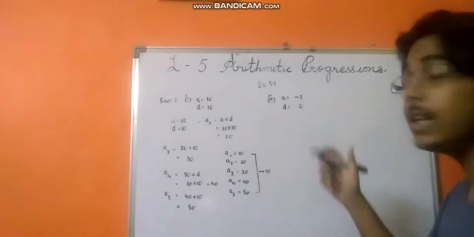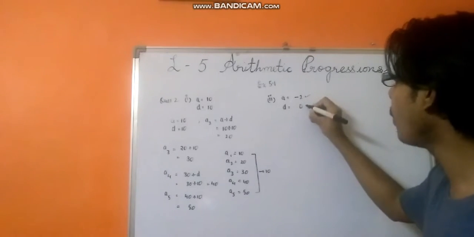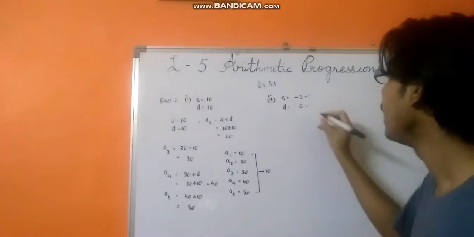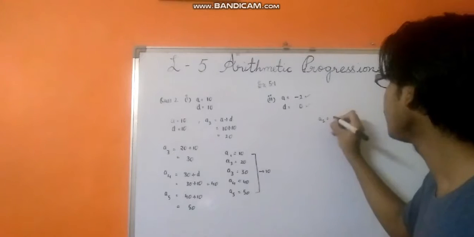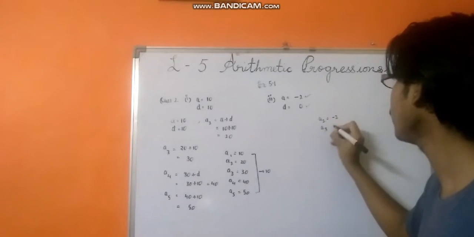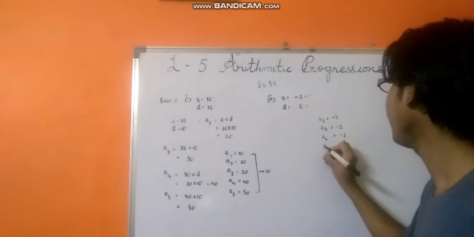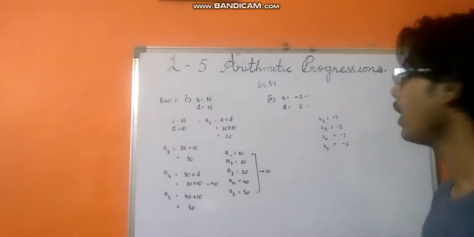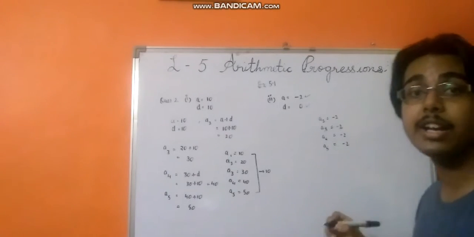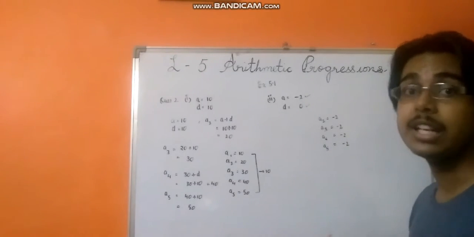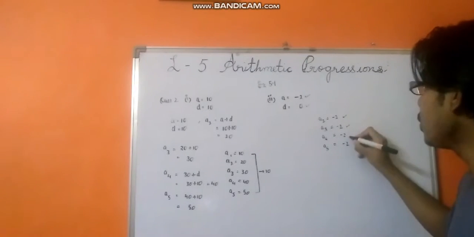Now let us look at the second question. Here you are given A as minus 2 and the common difference is 0. So this particular series will have A2 also as minus 2, A3 also as minus 2, A4 also as minus 2 and A5 also as minus 2. Why this will happen is simply because here you are not adding a fixed number. Although you are adding 0, adding 0 to any number doesn't change it, right? So you will have minus 2, minus 2, minus 2 and minus 2.